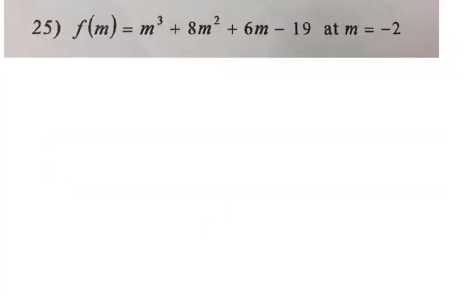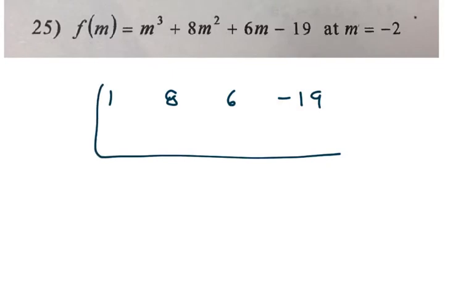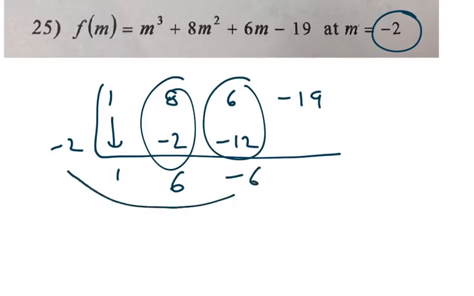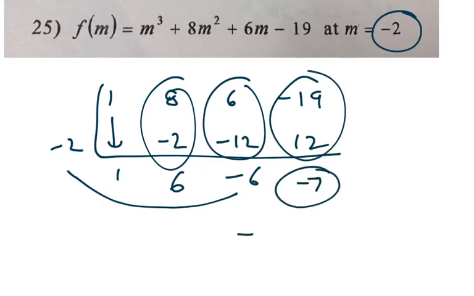Yes, we did. Okay. So on this one again, I'm going to take the 1, the 8, the 6, the negative 19. I know I'm plugging in my negative 2. Bring down the 1, multiply that. Negative 2 comes up here. 8 minus 2 is 6. Multiply those, I get negative 12. 6 minus 12 is negative 6. Multiply those, I get positive 12. Minus 19 is negative 7. What we just figured out is f of negative 2 is negative 7.